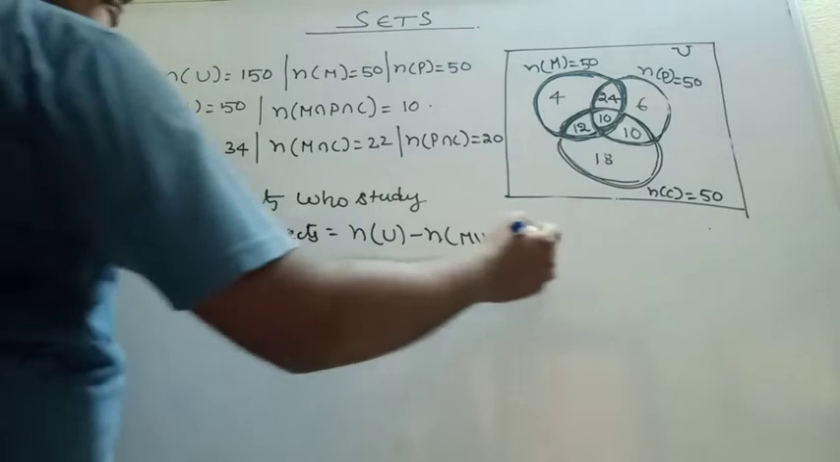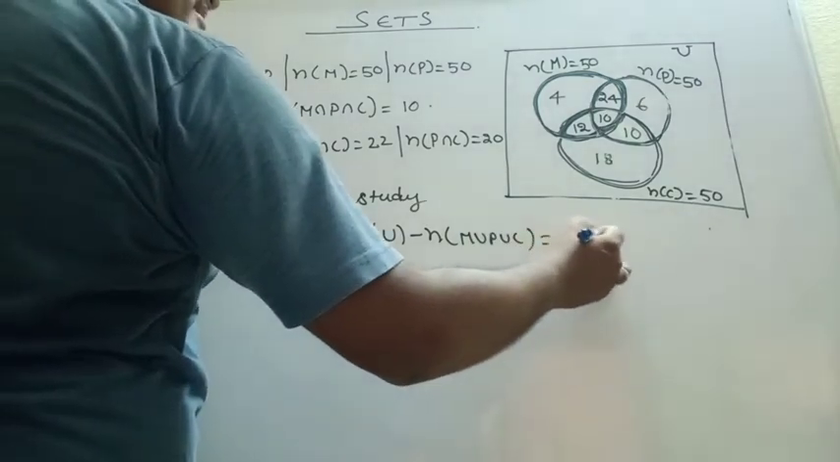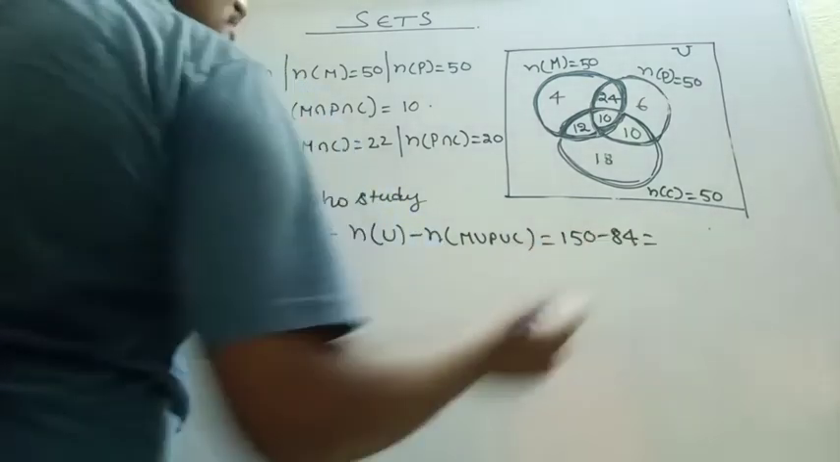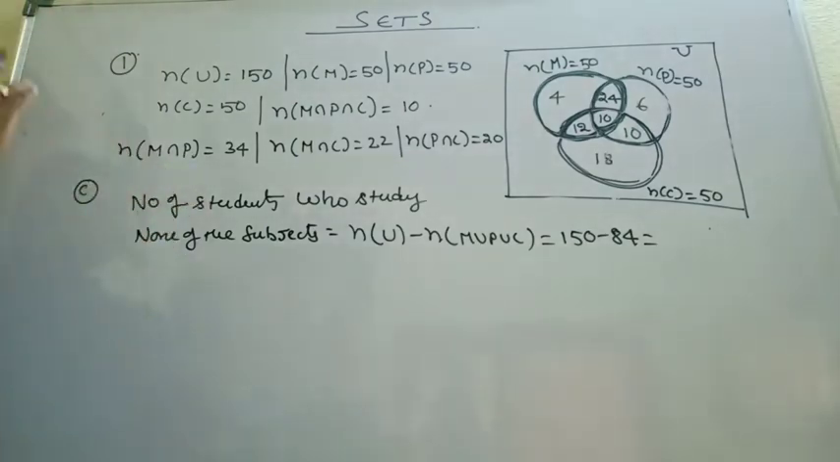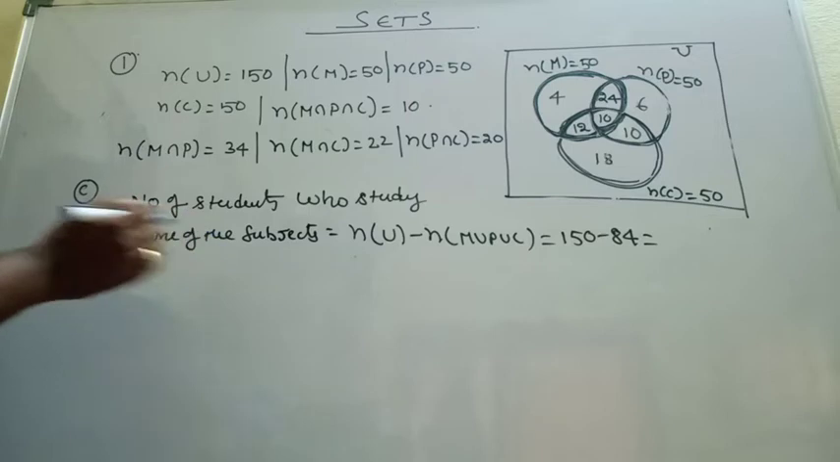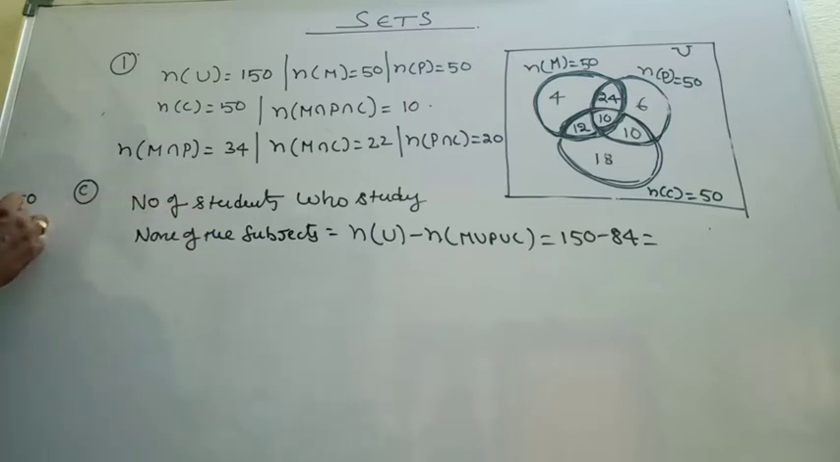Now n of U means 150. 150 minus 84 will give you the students who study none of the subjects, nothing they will study. Let us calculate that, what we are going to have. 150 minus 84: 10 minus 4 is 6, 14 minus 8 is 6, so 66 students.